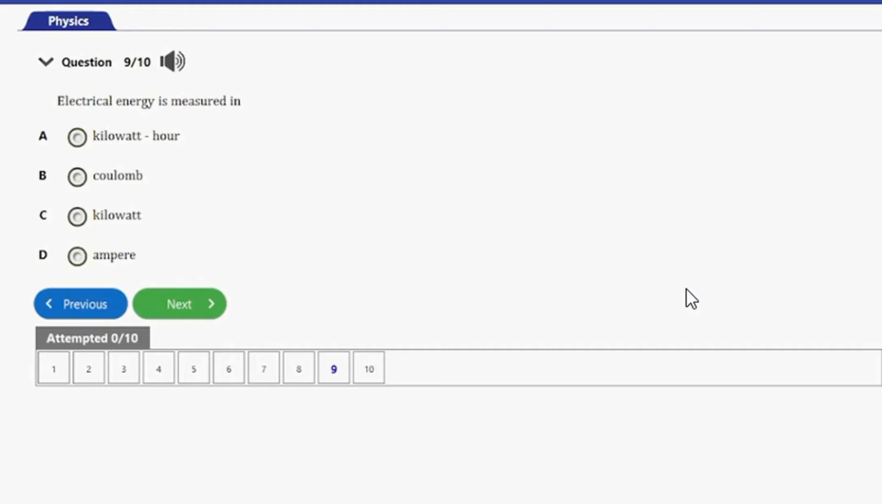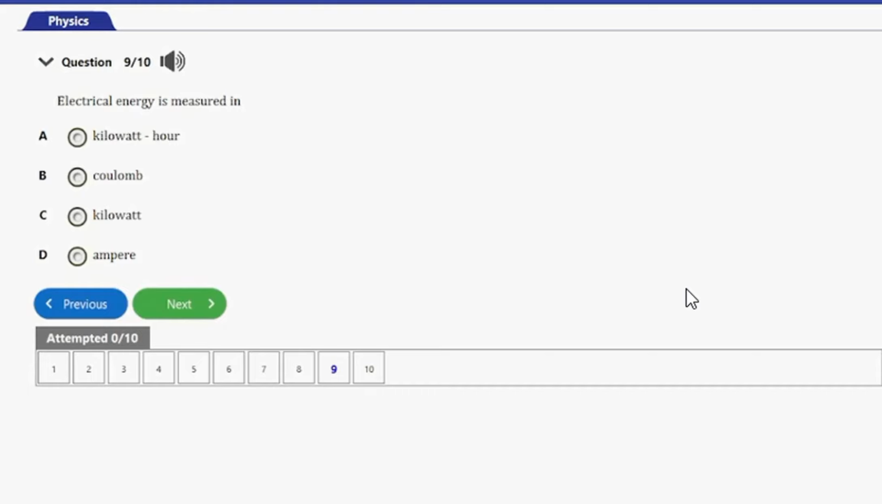That's question number 9 here. The question says electrical energy is measured in A, kilowatt hour, B, coulomb, C, kilowatts, D, ampere. So guys, the answer to this question is option A. Electrical energy is measured in kilowatt hour. A kilowatt hour is a unit actually of energy that is equivalent to 1 kilowatt of power expended for 1 hour. So that's it for this question.